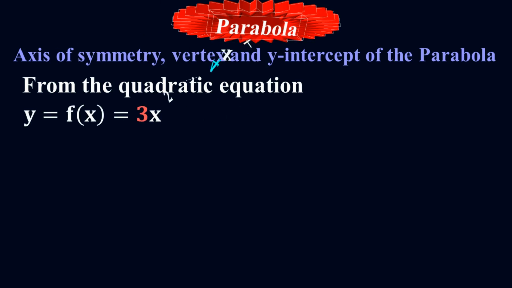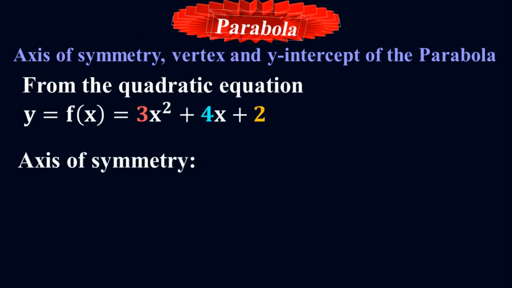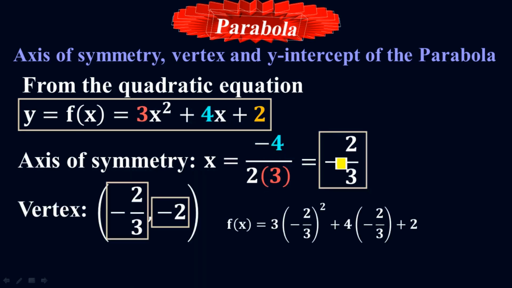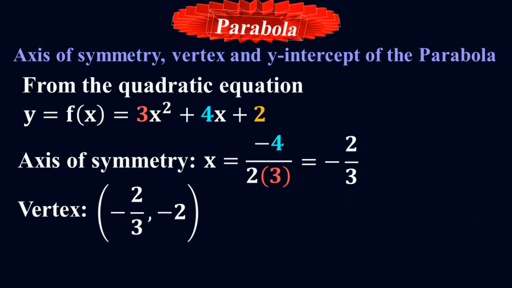Let's solve one example, which is 3x squared plus 4x plus 2. My axis of symmetry is x equals negative 4 over 2 times 3, which equals negative 2 over 3. This 4 is my b and this 3 is my a. Just substitute for x in this equation here. When you simplify the equation, you will get at the end negative 2. This negative 2 is my f of x, which is my y value.